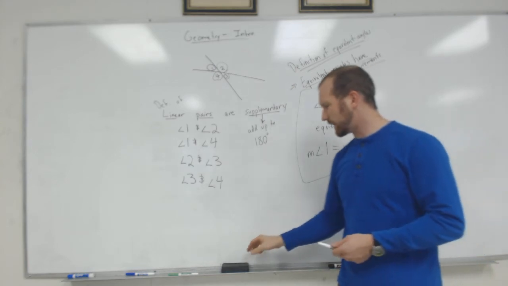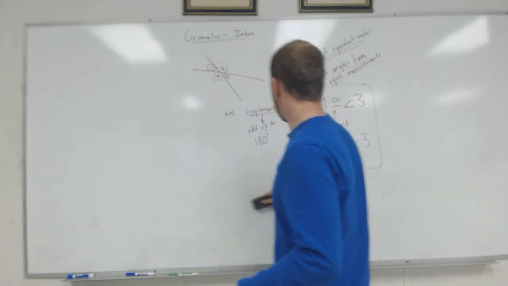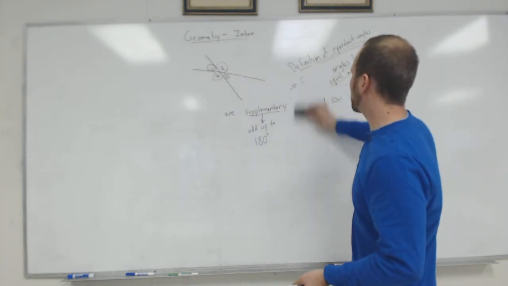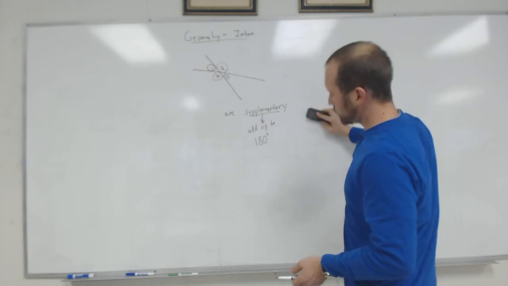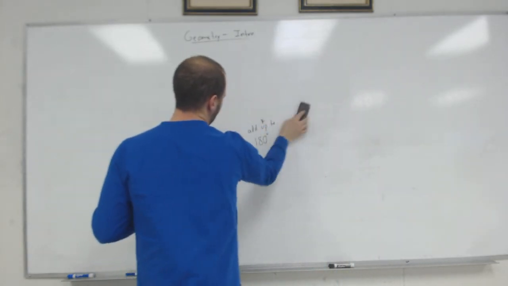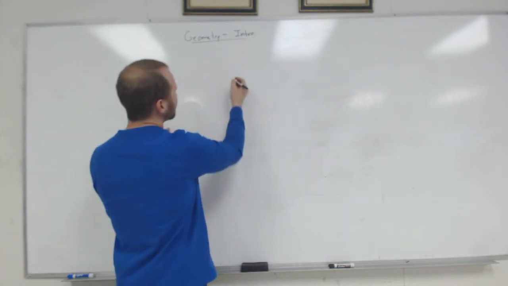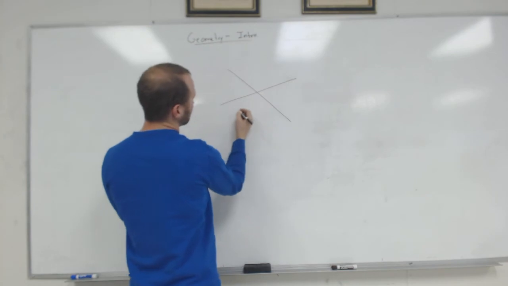So now I'm going to draw a diagram. And we're going to do the first steps of a proof. I want you to prove that this diagram is not possible.